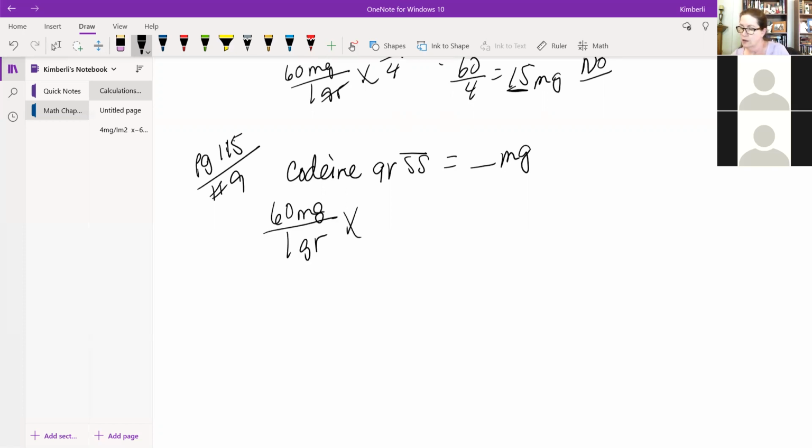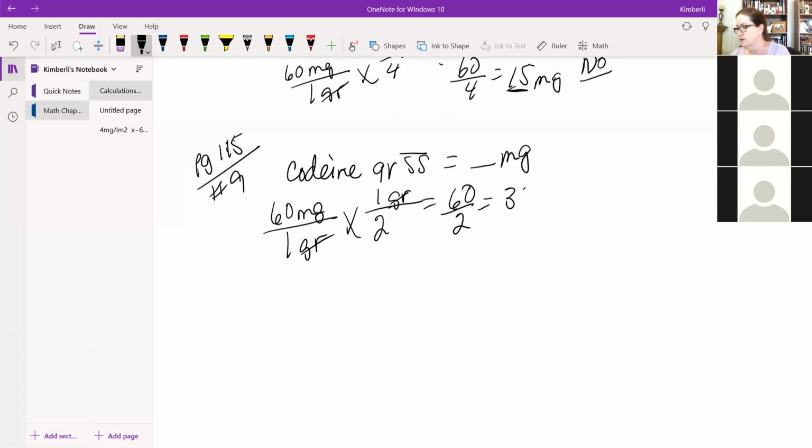And how many grains do I have? Half. 1/2. Yes, because I have a half of a grain, right? So now the grains cancel out, and that gives me 60 divided by 2, which is 30 milligrams. 30 milligrams. Good. Okay, let's look at number 6.